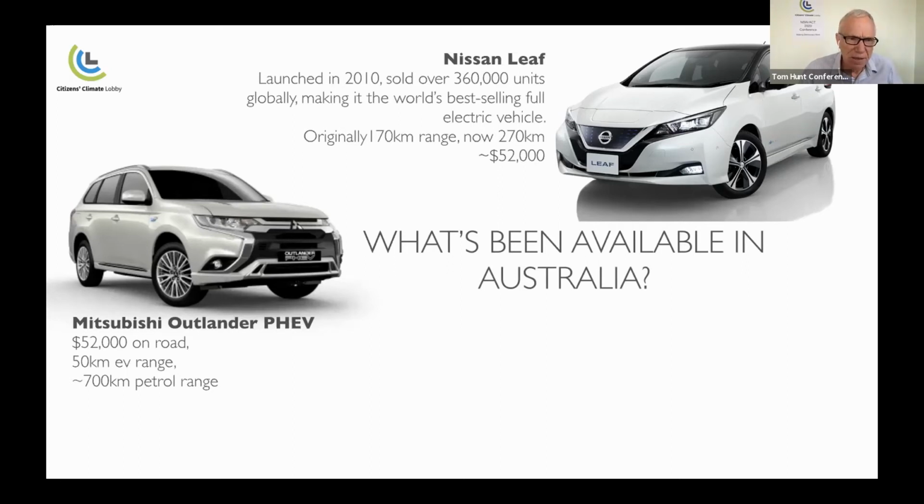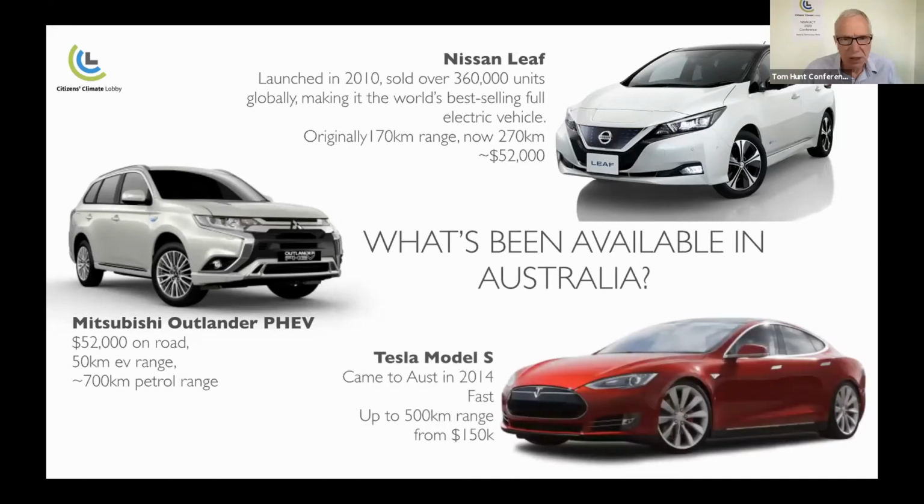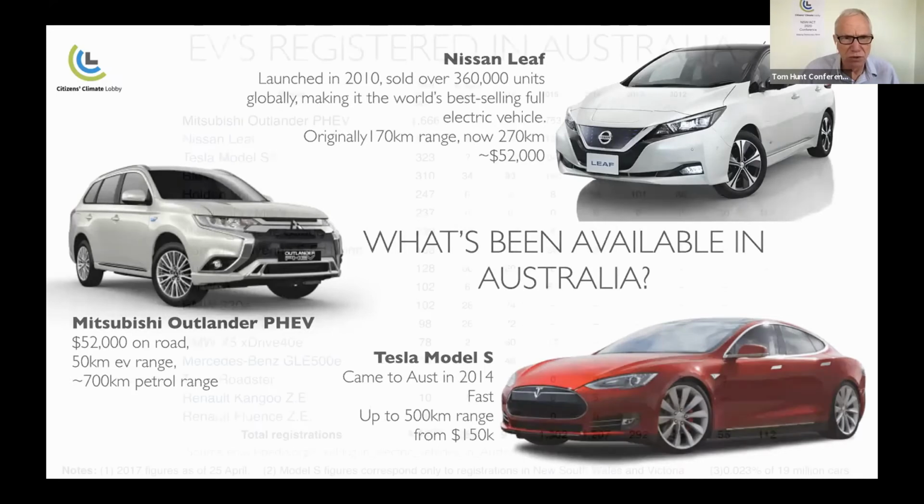The Outlander plug-in hybrid is another option that's been reasonably popular, but still limited numbers. It's been around a few years. And the Tesla Model S has been around too. The Leaf hasn't been overly expensive. The Outlander was a bit more expensive. The Model S is very much more expensive than the average car, unfortunately around 150,000 or more, but nevertheless, quite a few of those have been sold.